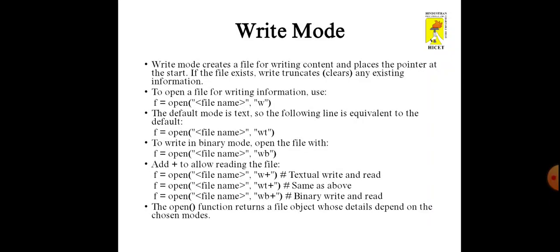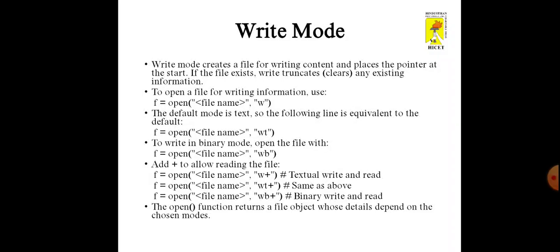The next mode is write mode. The write mode creates a file for writing the content and places the pointer at the start. If the file exists, write clears any existing information. To open the file for writing, f is equal to open. Inside the parenthesis within the quotes, we mention the file name with the extension, comma, the mode, w for write mode. The default mode is text, so the following lines are equivalent to the default: f is equal to open file name wt. wt means open the file in text mode.